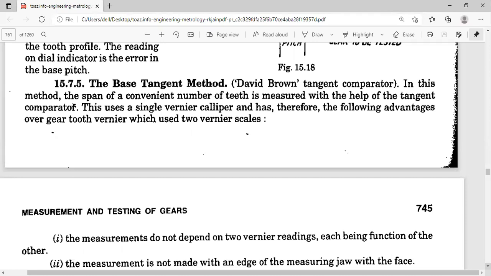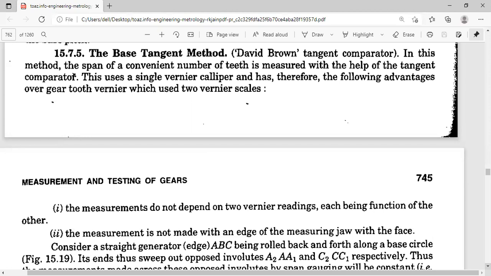method, because in the vernier gear tooth caliper method, already we have discussed in tooth thickness, one of the methods, that is the chordal thickness method. Because we are having two vernier scales, there is a chance of error creeping into that measurement. The measurement does not depend on two vernier readings, because if there is error in the horizontal vernier, it will reflect on the vertical vernier, and if there is error in the vertical vernier, there's a chance that you will have it in the horizontal vernier.